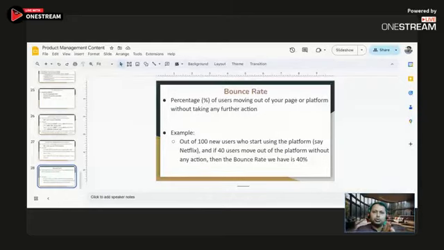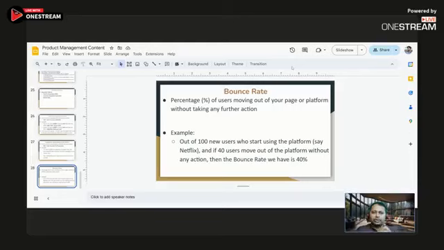Again, say if 200 users come in and 50 users are moving out of the platform, then the total number of users moved out is 50, and 50 divided by 200 into 100, so 25% would be your bounce rate, right? So hope you got this correctly. Bounce rate is the percentage of users who move out of your system without taking any further action. So that is the bounce rate for you.